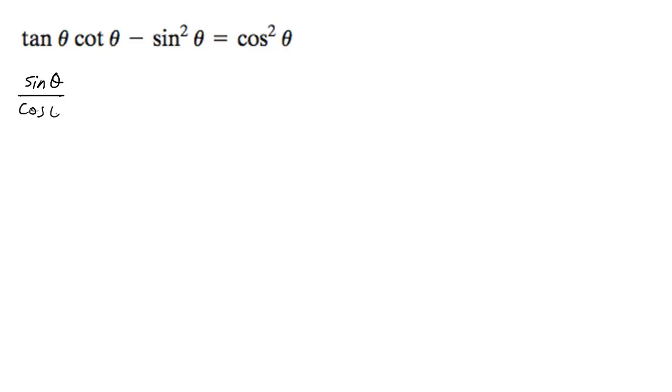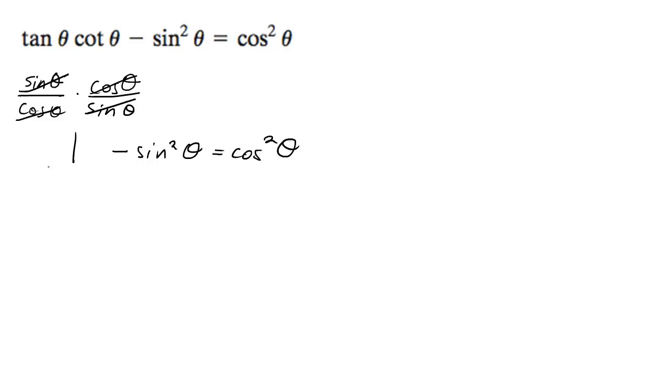So tangent is equal to sine theta over cosine theta, times cosine theta over sine theta for cotangent. So these cancel out. This simply just becomes 1. And then pull this sine squared theta down here, is equal to cosine squared theta.